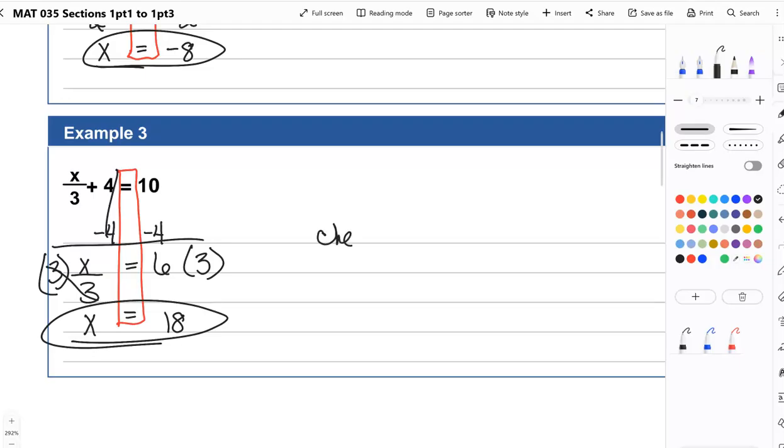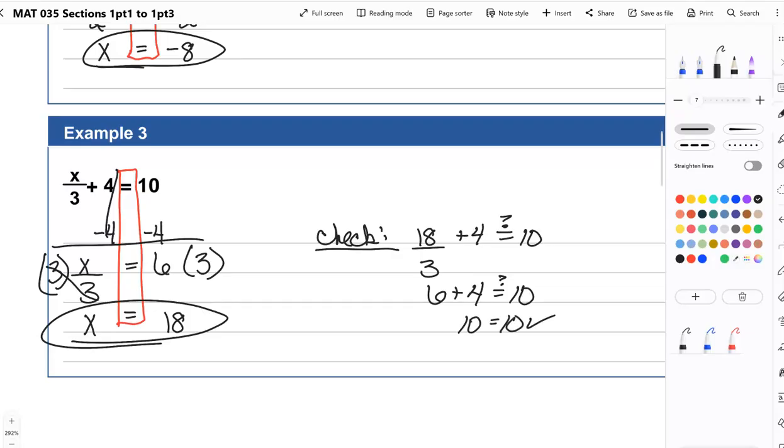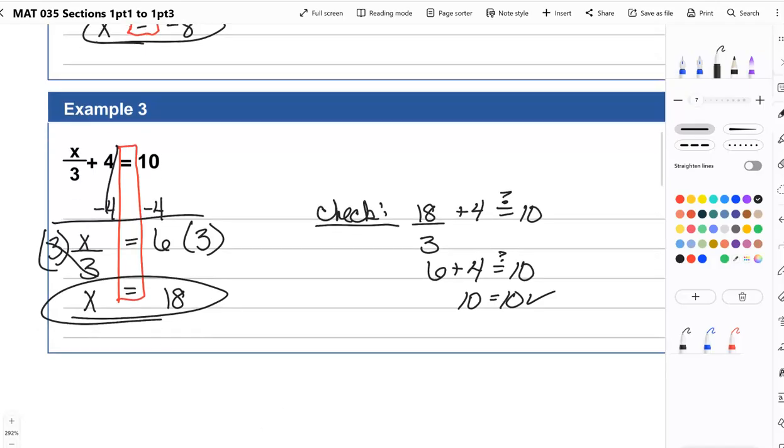And again, you can always check it. So we have 18, because I'm just going to plug that in for that x, over 3 plus 4. We want to know, is that equal to 10? Using please excuse my dear Aunt Sally, we do multiplication and division first as it comes in the problem. So we have a division. 18 divided by 3 is 6. Then we're going to do the addition. 6 plus 4 is 10. And we know 10 is equal to 10. So that means our answer of 18 is correct.